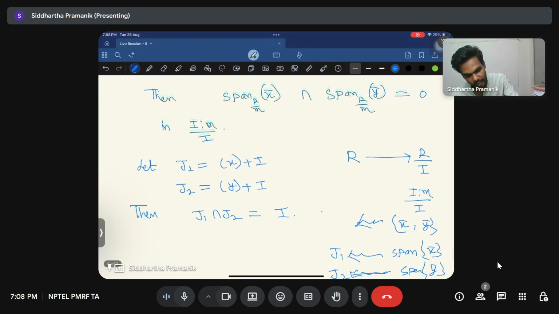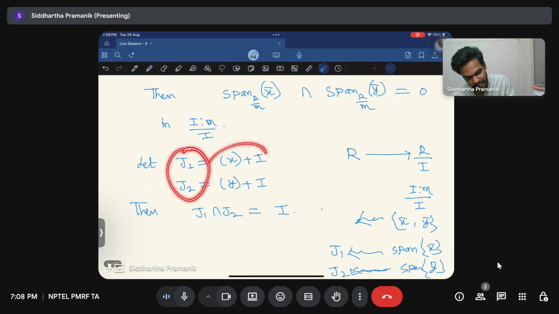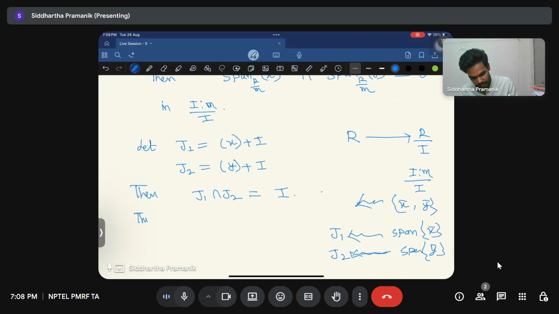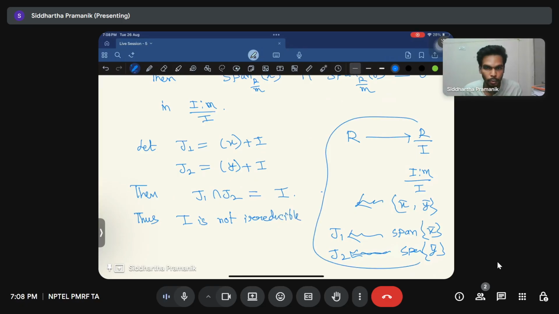And clearly J1 and J2 are bigger ideals than I, because they contain I, and they are not the whole ring. That is also clear. Thus I is not irreducible, because we have written I as an intersection of two proper ideals which are bigger than I. So this proves the second part.